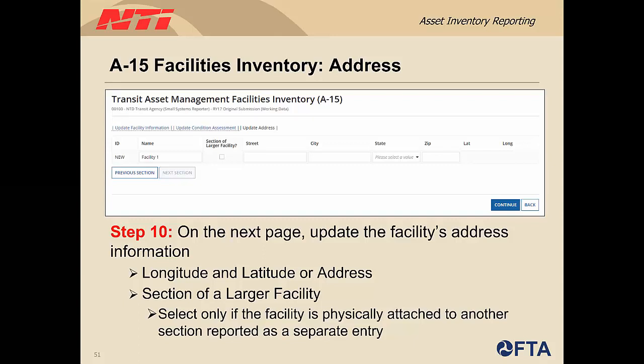You may need to inventory different sections of a facility due to significant age differences, differences in condition, or differences in function. You should only select this checkbox for section of a larger facility if the buildings are physically attached. If you have a compound with multiple buildings on the same piece of land, but they are not physically touching one another, you should not select this section of a larger facility box.